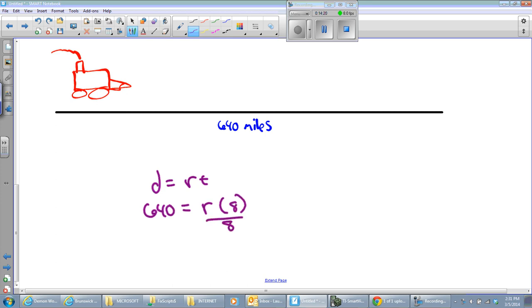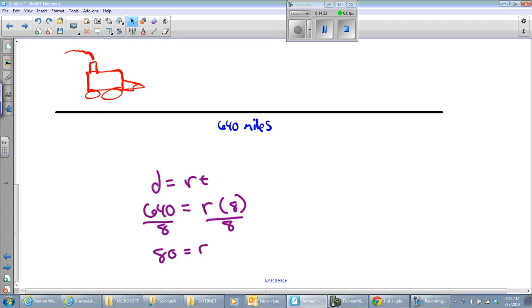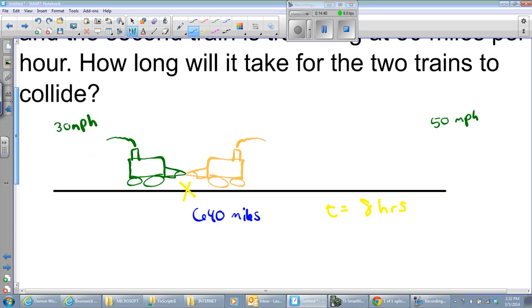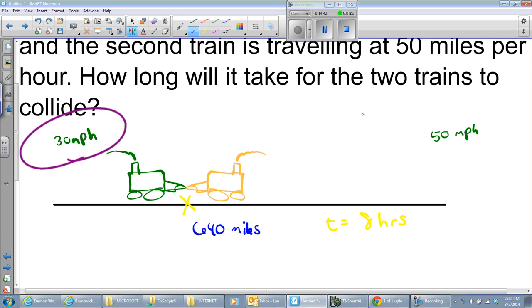So I'm going to divide by 8 on both sides, and I'm going to get 640 divided by 8, that should be 80. So this train, to go 640 miles in 8 hours, must be going 80 miles per hour. You see my 80 for my answer? Hey, wait a minute. 80 miles per hour. We've got 30, and we've got 50. 30 plus 50 is 80, right? 30 plus 50 is 80.